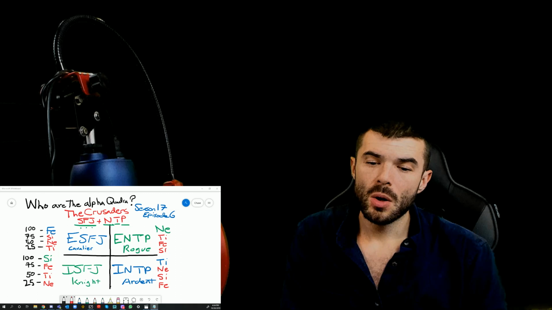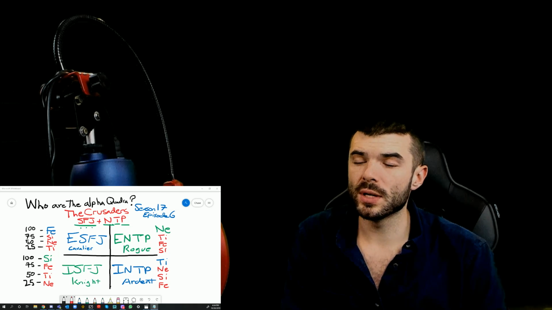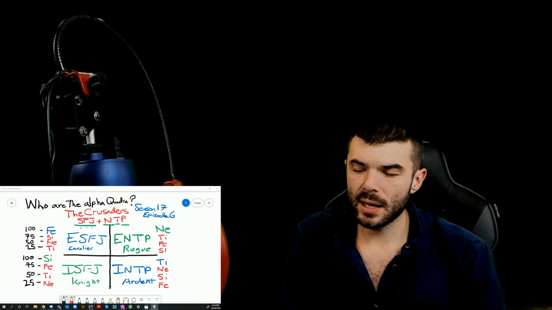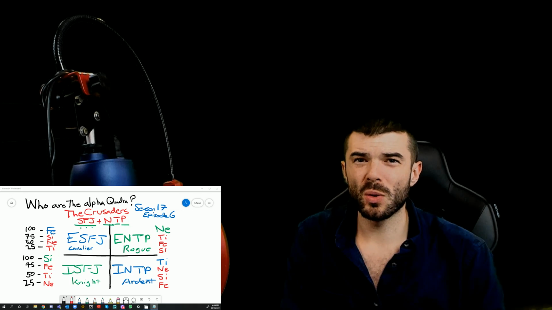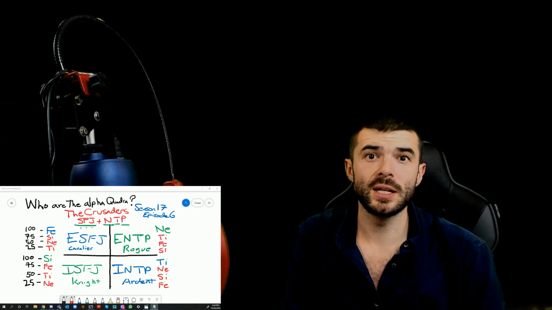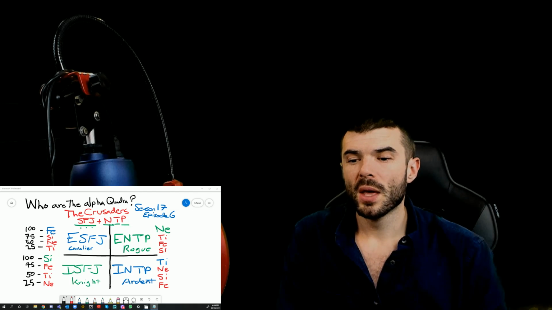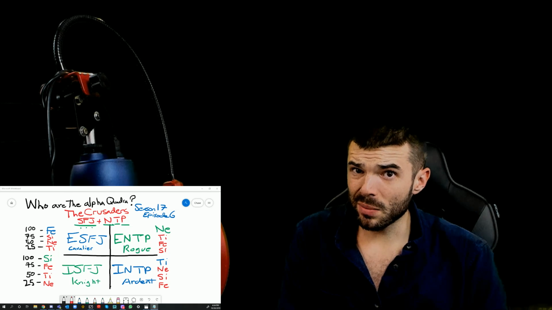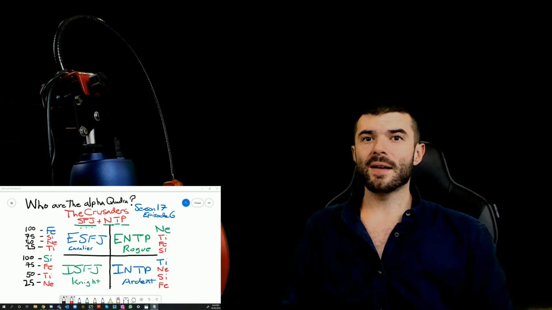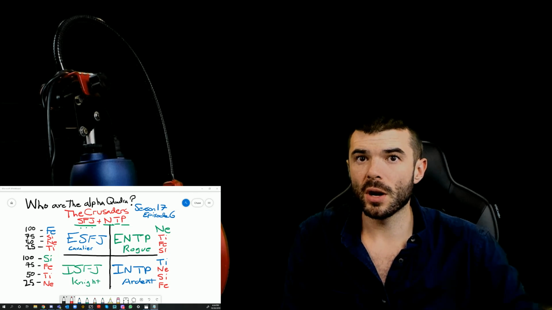And one thing to note about the four quadras is that each quadra has four types, so there's four quadras times four types, so 16 of the 16 personality types, of course. But within each quadra, the types are eerily similar, and the reason why is because they have the same four cognitive functions within their ego, within their cognitive function stack.